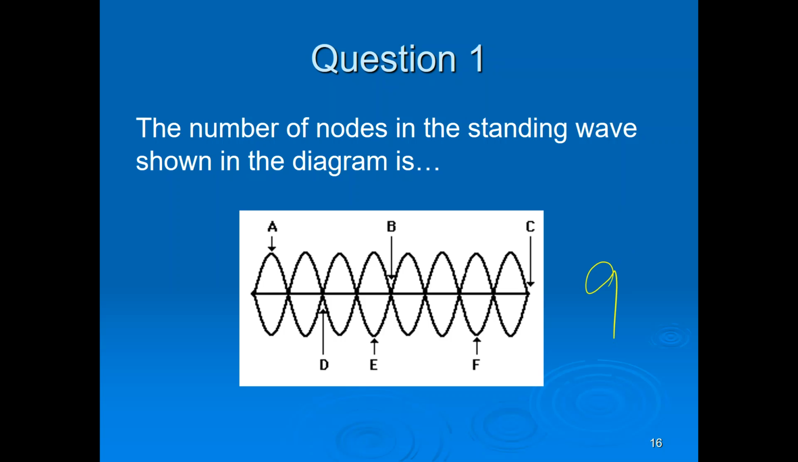So we count everywhere where there is no movement in the wave. For those nodes, there is no movement. Keep that in mind because the lab that we're going to do on Friday, Thursday for you guys, is going to require you to know those terms. Okay, so nodes, antinodes, and things like that.